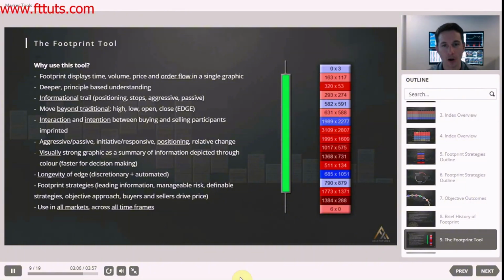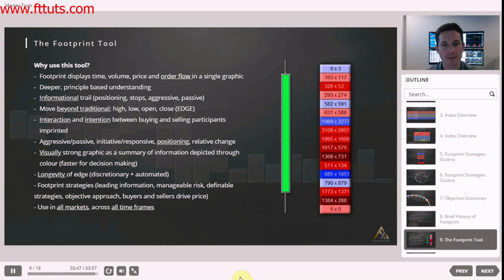Obviously, with the footprint being a new tool relative to the candlestick, there is a longevity of edges that you develop with the footprint tool. So each strategy you develop with the footprint, you're going to be using leading information rather than the traditional lagging information. Also, the footprint will allow you exact manageable risk with each strategy. Also, you can define very specific unique strategies with the footprint tool. And lastly, one of the most important reasons why you want to consider utilizing the tool is that it can be utilized across all markets and all time frames, making this a highly effective trading tool to consider.